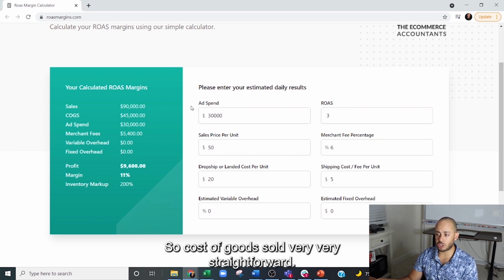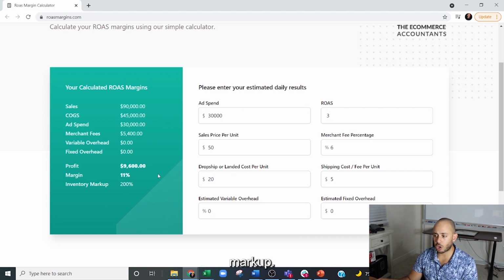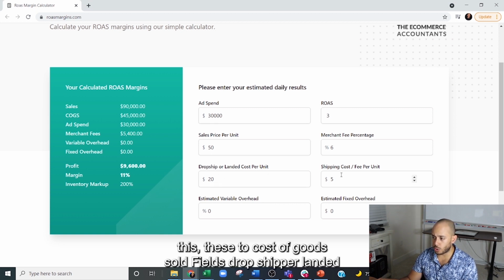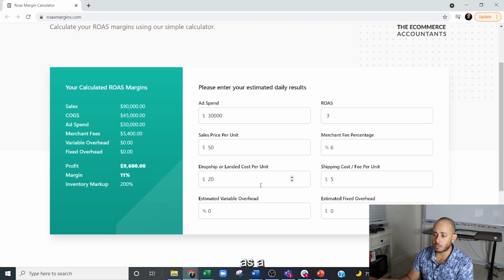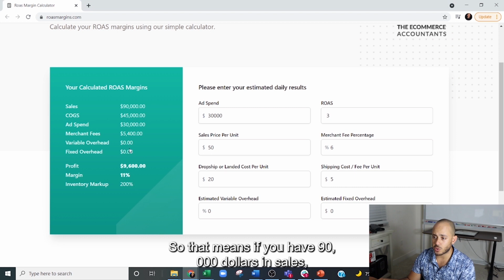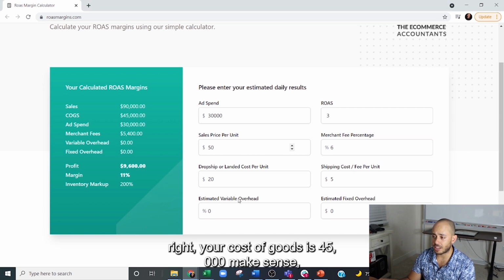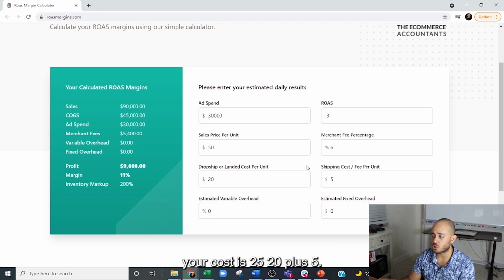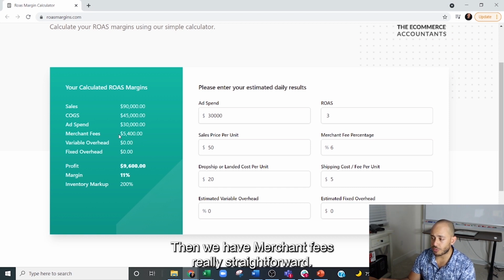So cost of goods sold, very straightforward. This is calculated on $90,000 in sales based on the inventory markup. Inventory markup is basically these two cost of goods sold fields, dropship or landed cost per unit plus shipping cost or fee per unit, as a variable of sales, basically. So your inventory markup is about 2. So that means if you have $90,000 in sales, right, your cost of goods is $45,000. Makes sense. We're saying your sales price per unit or your AOV is $50 and your cost is 25, 20 plus 5. So it's a 2 markup, right? Then we have merchant fees, really straightforward.